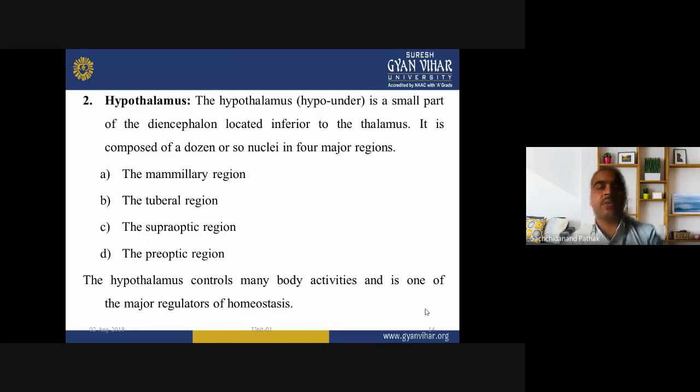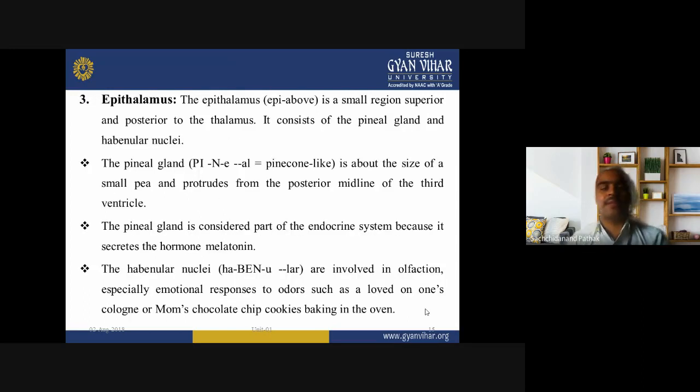डजन न्यूक्लियाइ प्रेजेंट होंगे, चार मेजर रीजन में पाए जाएंगे: mammillary region, tuberal region, supraoptic region और preoptic region. So you can see here the hypothalamus, which is located just inferior to the thalamus, is composed of a dozen nuclei in four major regions: mammillary, tuberal, supraoptic, and preoptic. The hypothalamus controls many body activities and is one of the major regulators of homeostasis.